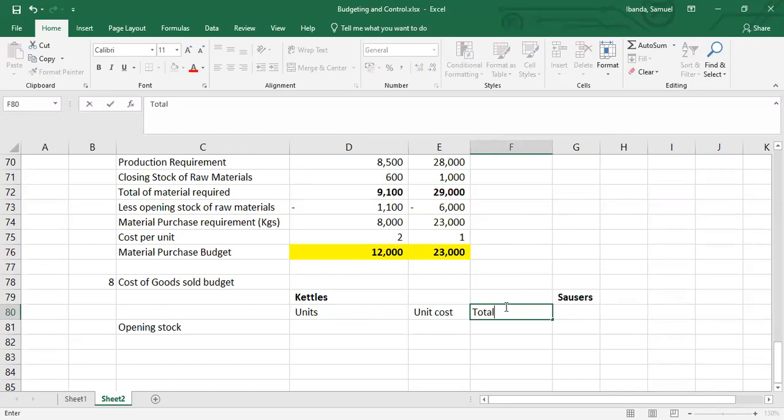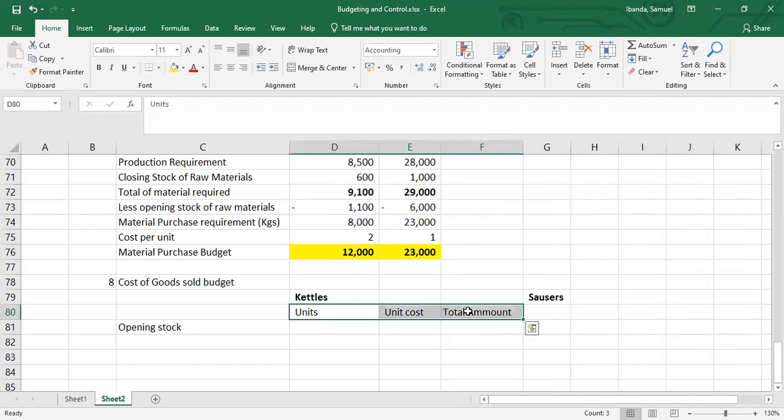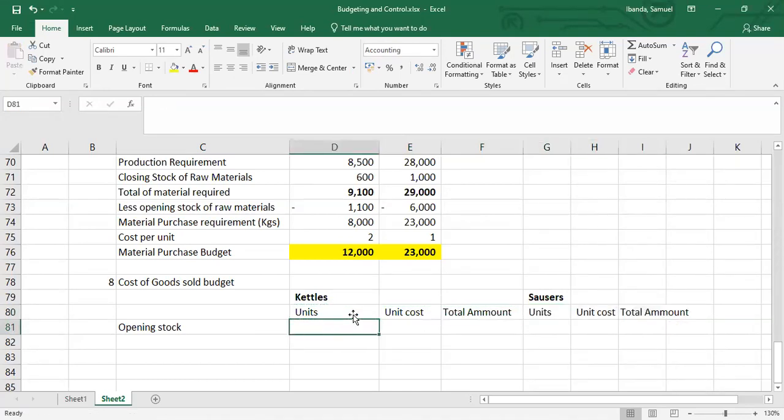Or the total amount. Okay. Let's reduce some space here. So I'll do the same thing for sources, so that we can determine the unit cost as well as the number of units, okay?